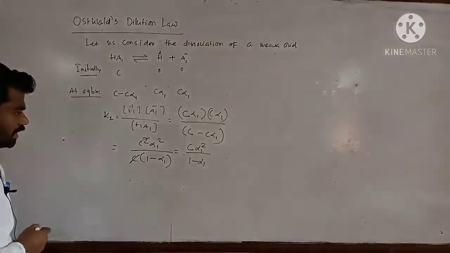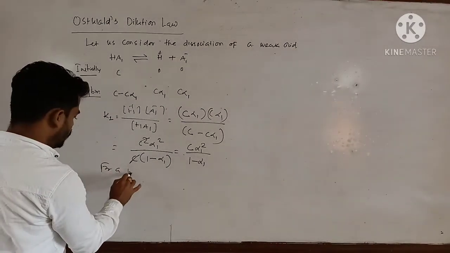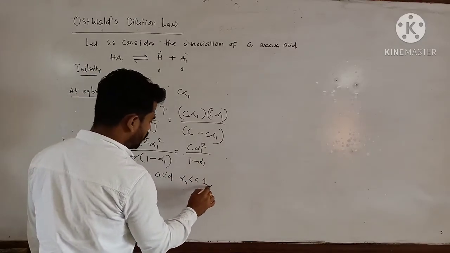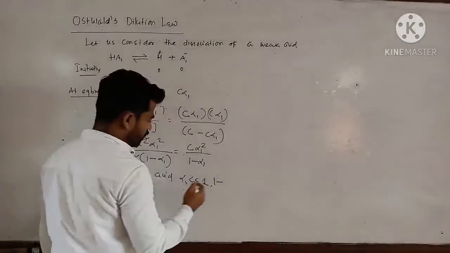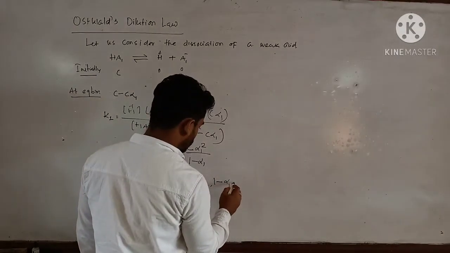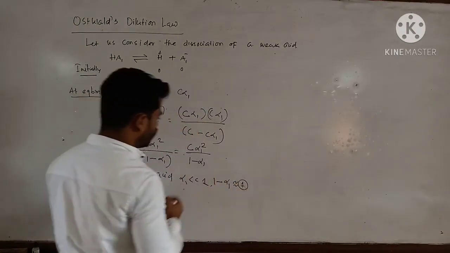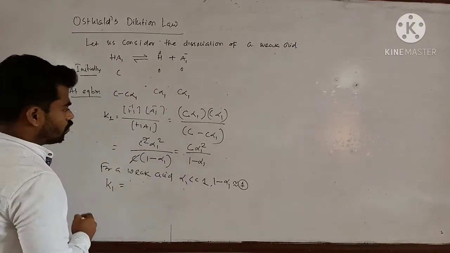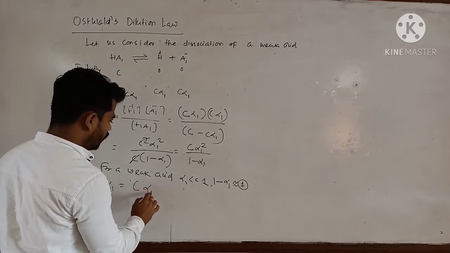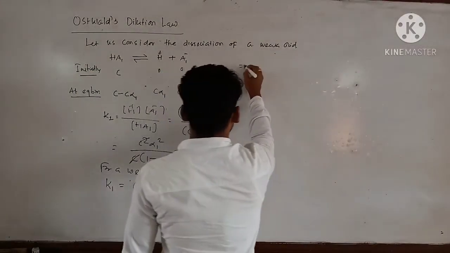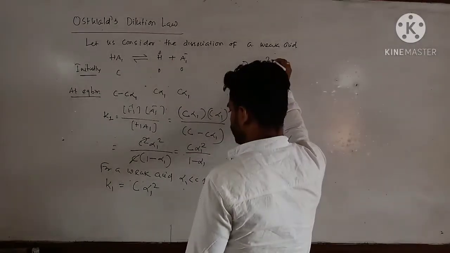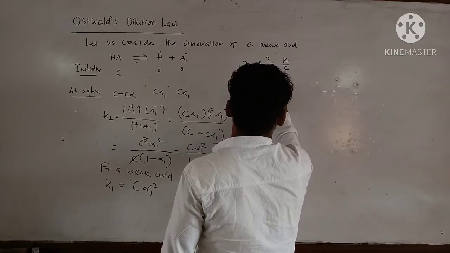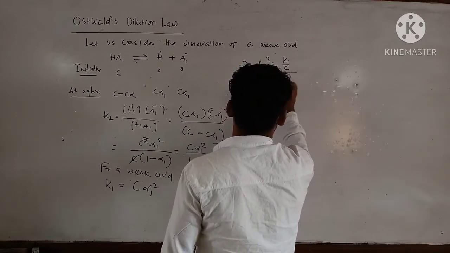Since the electrolyte is a weak electrolyte, for a weak acid this alpha is very much less than 1. So in the denominator, 1 minus alpha 1 is nearly equal to 1. So K1 is equal to C alpha 1 square. So the expression comes out to be alpha 1 square equals K1 by C. That implies alpha equals root over of K1 upon C.